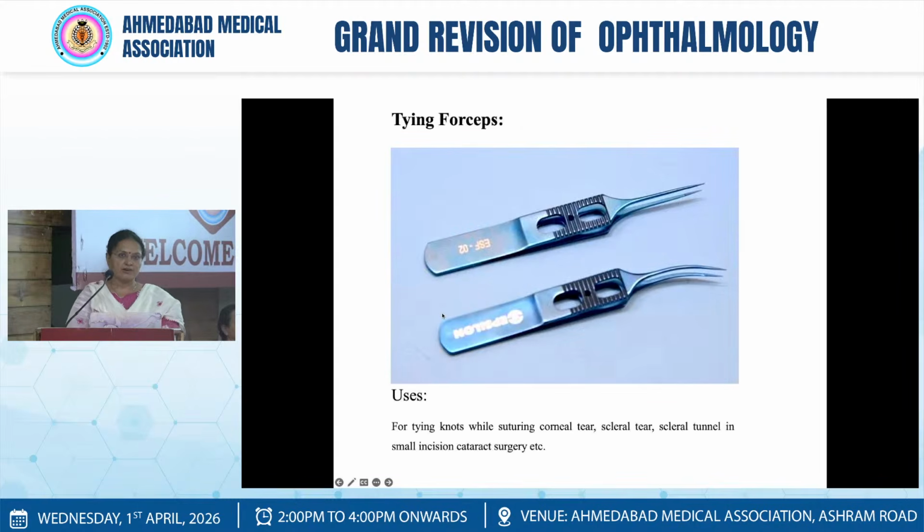Then tying forceps. You should differentiate between this tying forceps, one tooth forceps, and rexis forceps. The tying forceps, this is titanium. So the material may be stainless steel or titanium. Titanium, the half-life is long, but they are very costly. So tying forceps, they are toothless.